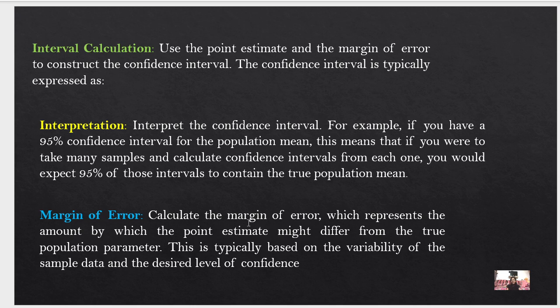Next is margin of error. Calculate the margin of error, which represents the amount by which the point estimate might differ from the true population parameter. This is typically based on the variability of the sample data or the desired level of confidence. It means that if there is any variation or deviation from your data, it is expected to get some slight errors in the confidence apart from your desired level.